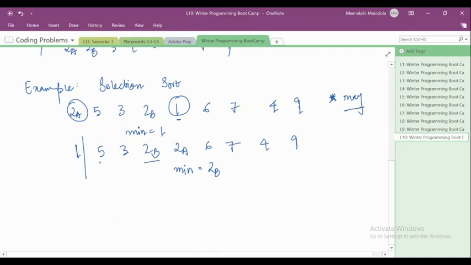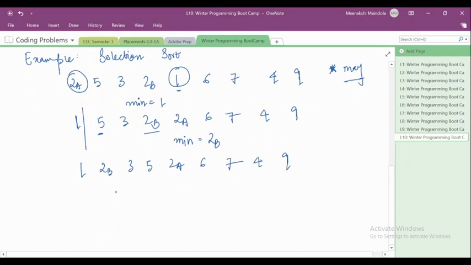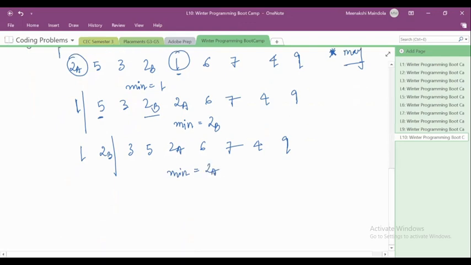So the correct position of 2b is this. So we swap 5 and 2b. So we have this 2b, 3, 5, 2a, 6, 7, 4 and 9. Now simply we move ahead, we consider this part of the array as sorted and find out the minimum element in the rest of the array. Now we have this 2 as the minimum element and this is its correct position. So we swap 3 and 2.